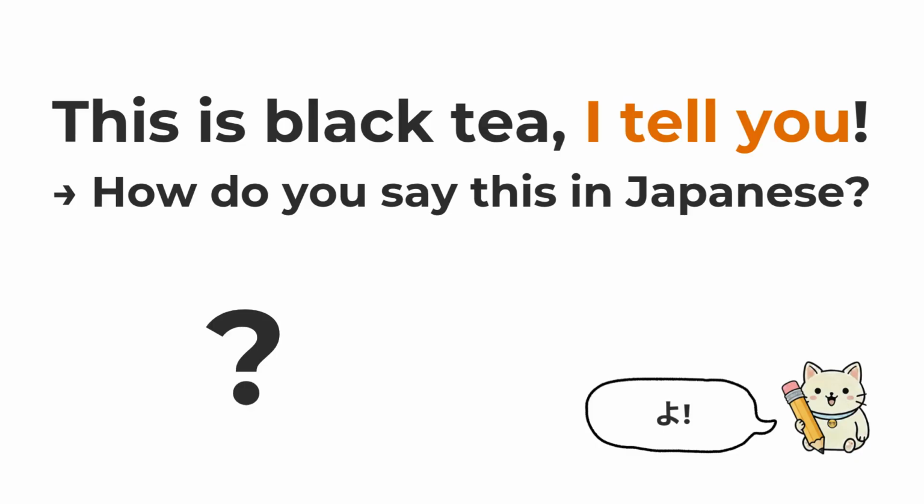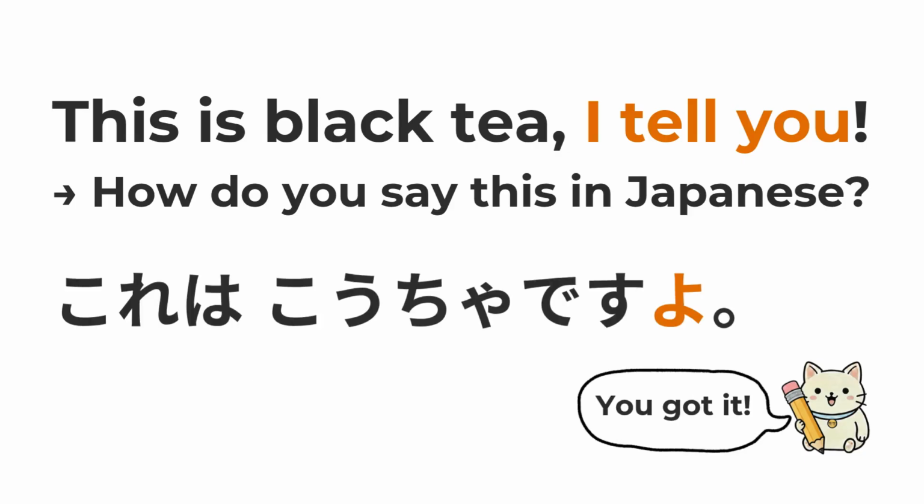This is black tea, I tell you. How do you say this in Japanese? Pause and try. これは紅茶ですよ。 This is black tea, I tell you. You got it.